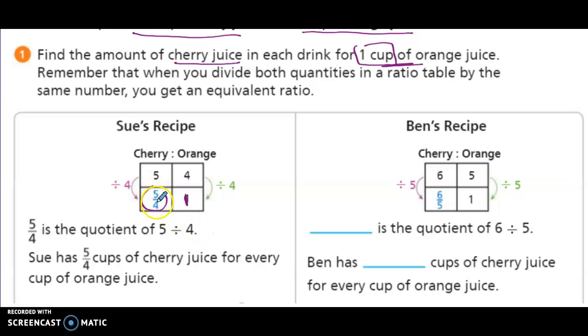And you can just leave it like that, 5/4. You need 5/4 of a cup. Or if you want to make that improper fraction 1 1/4 cups, that's fine. Think of cutting recipes in half or thirds. You don't always have whole number cups in your recipes. So for every 1 cup of orange juice, which we don't write in here, she would need to add 5/4 cups of cherry juice to keep her beverage mix tasting the same.